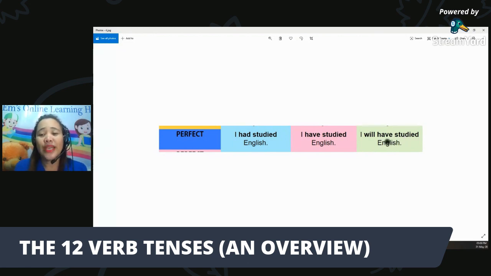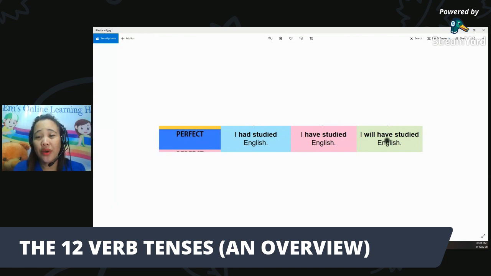This is to indicate an action that will be complete before another event takes place. So, you have to complete this before another event. I will have studied English. Or you can say, I will have eaten all of the pizza by the time you arrive. So I have to finish all the pizza first before you arrive. That is the future perfect.